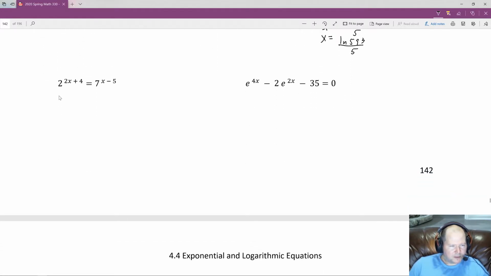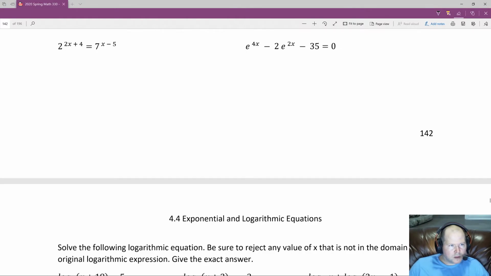Okay, I have a couple more. All right, so in this case, we have 2 to the 2x plus 4 is equal to 7 to the x minus 5. Okay, so let's dive into this one. We're going to take a natural log of both sides of the equation. Whatever we do to one side, we do to the other.